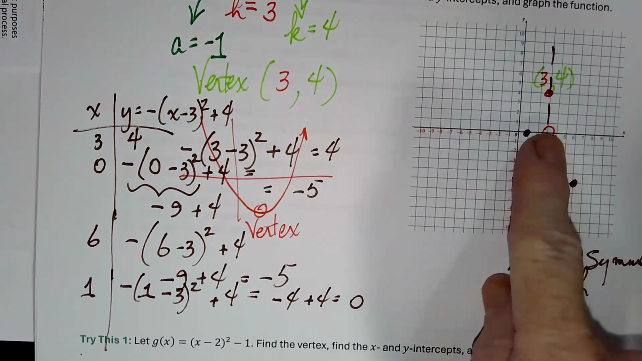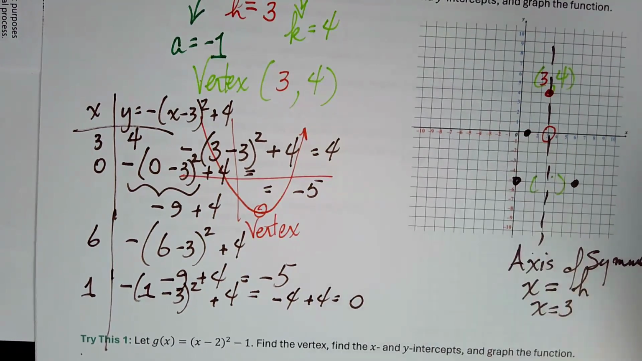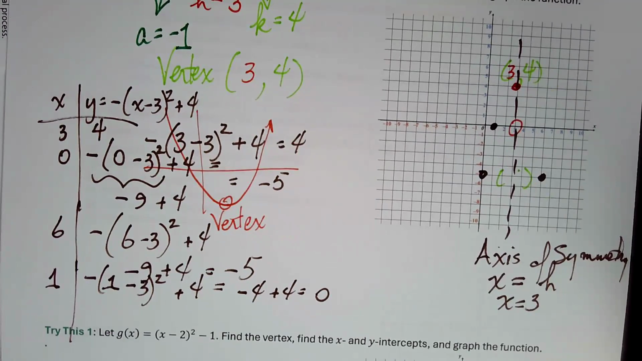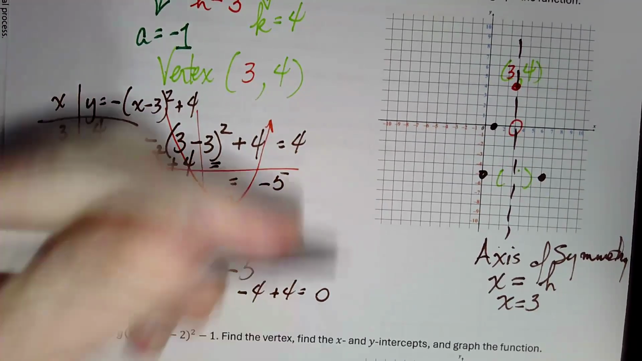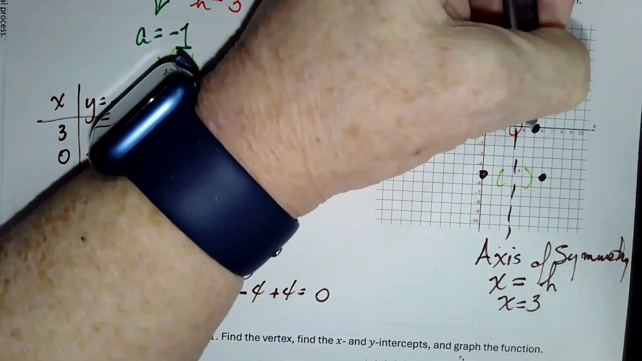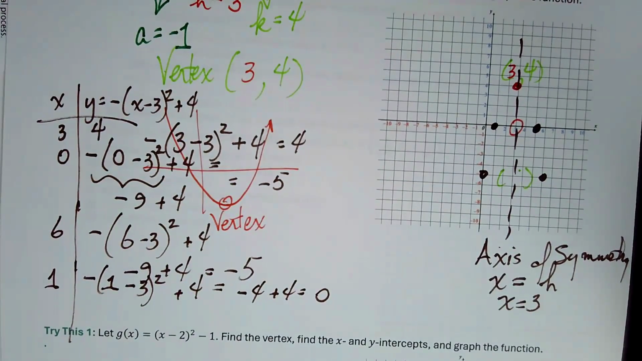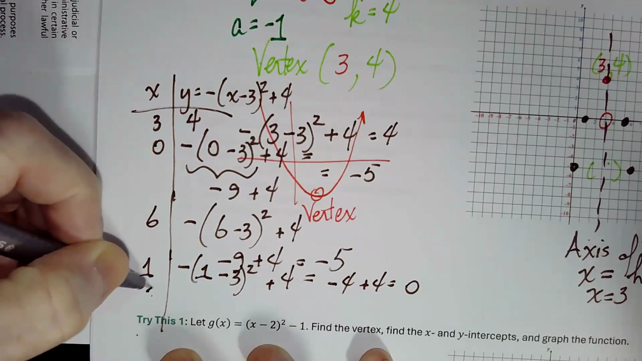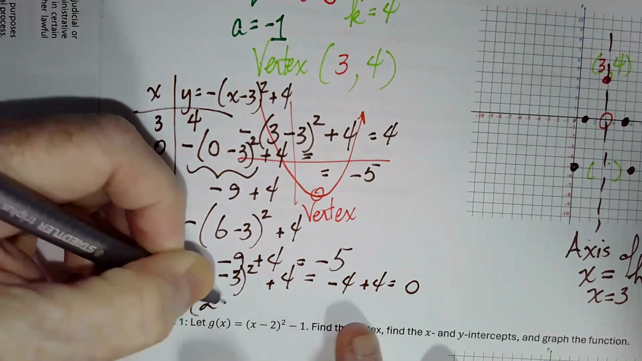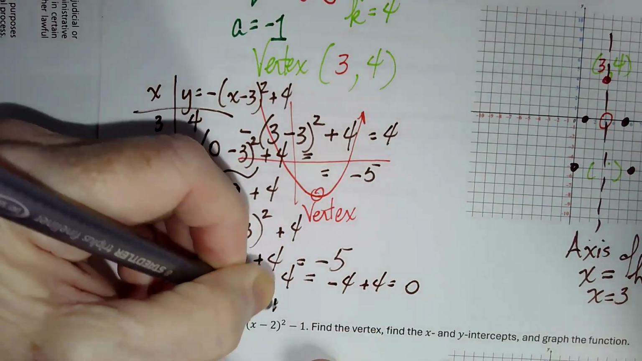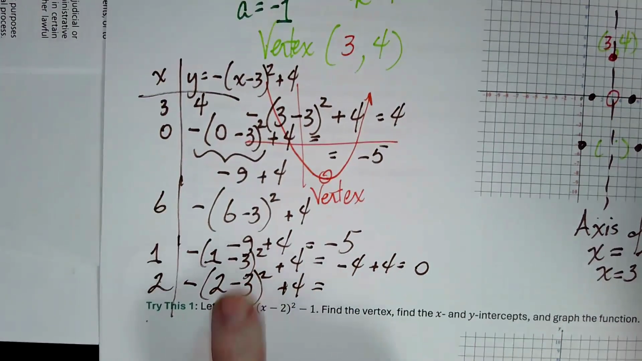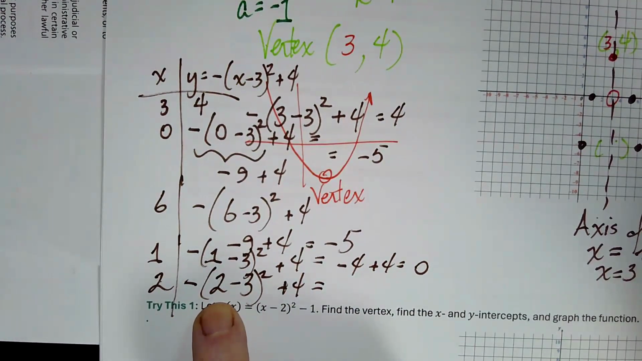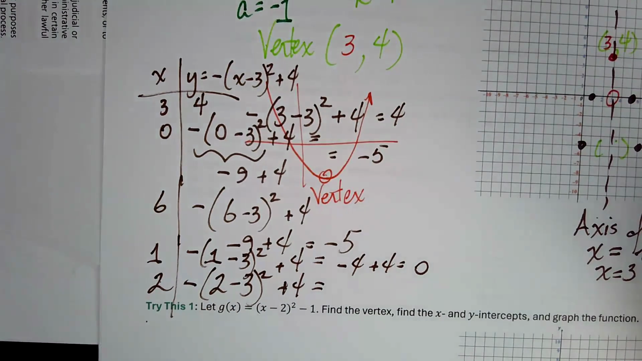How many places are we to the left of the line? 2. So how many places should I go to the right? 2. And we don't need to plug in more points, but I really want to plug in this minus 3. Negative 1. Negative 1 squared. 1. Good.